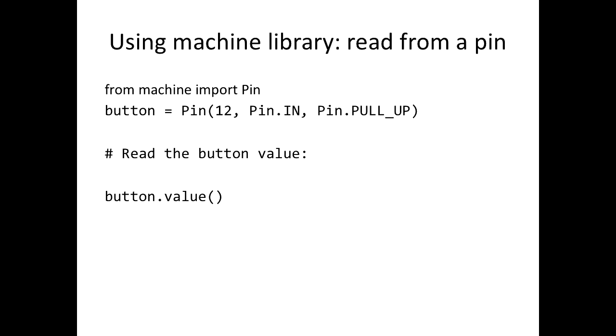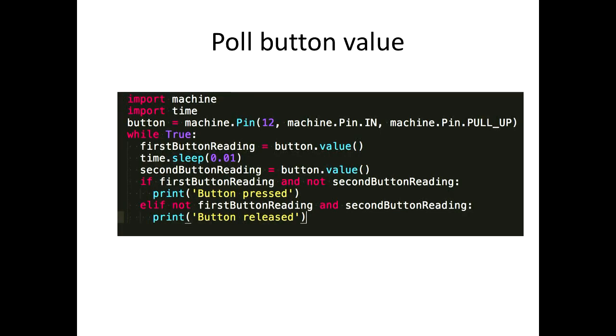If you want to do something in response to that button press, the simplest way to do it is just to poll the value of the button. So just set up a loop, taking a reading. It's always a good idea to take a couple of readings to compare. And then you can use that to work out when the button's pressed and when it's released.